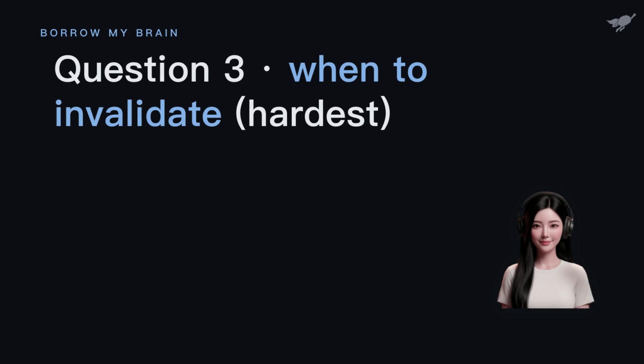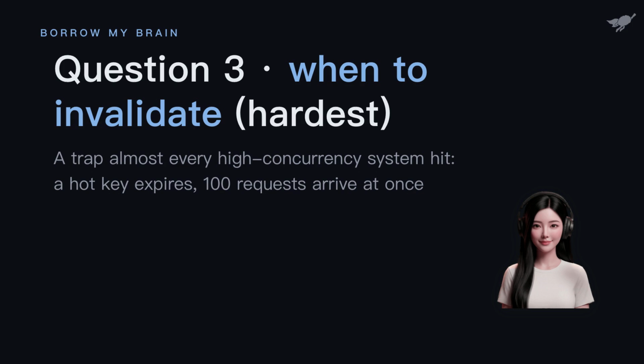Third question, the one that old saying called the hardest. When to invalidate. Let me show you a trap that almost every high concurrency system has fallen into. One really hot key, and its cache expires. At the exact instant it expires, 100 requests arrive at once.